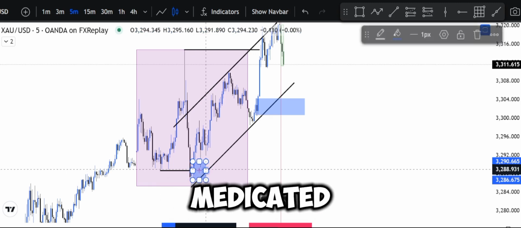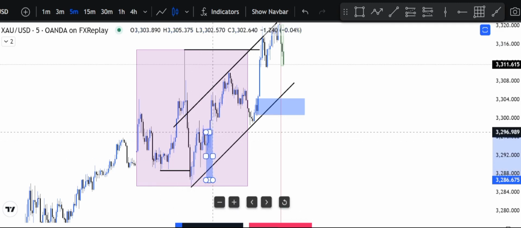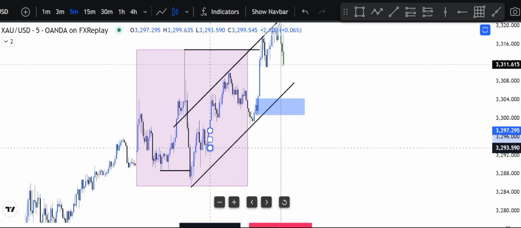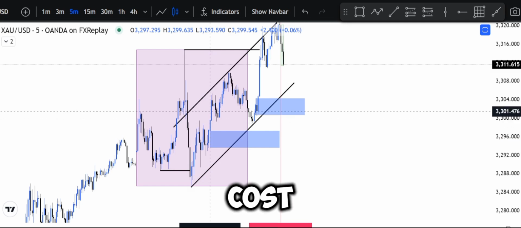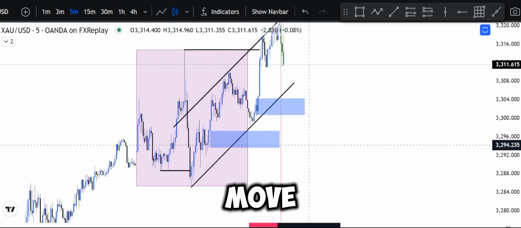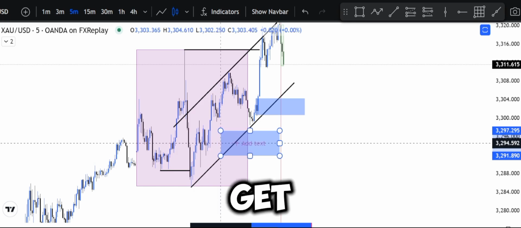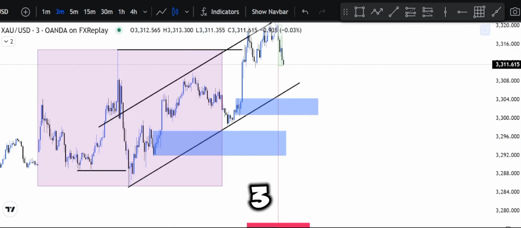this demand was mitigated. So let's look for the nearest demand, which was this one, or this wick, you could say. Why? Because this wick has imbalance and it caused a significant move. Let's take it up to the low. Sometimes gold can go anywhere, we don't know. Maybe refine it in 3 minutes.